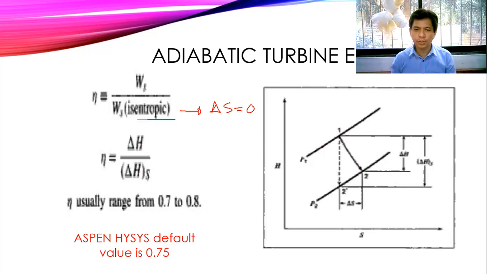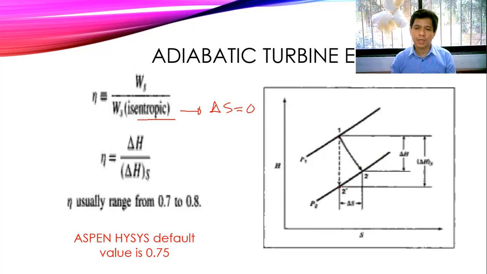Okay, so let's take a look at the graphical illustration right here. These are the isobaric plots, P1 and P2. On the X axis we have the entropy, on the Y axis we have the enthalpy. Generally, this is the initial condition. We have pressure 1 and temperature 1, pressure 1 and H1. Then if it undergoes an isentropic process, the entropy S stays the same. So this is the isentropic process.